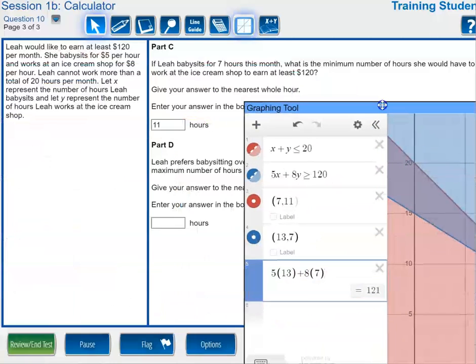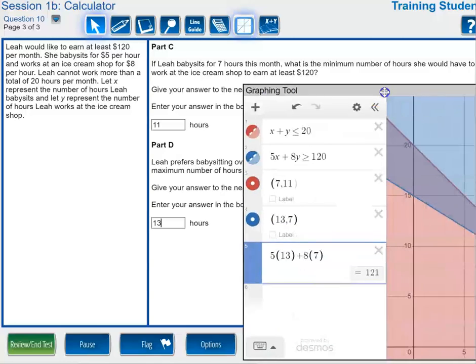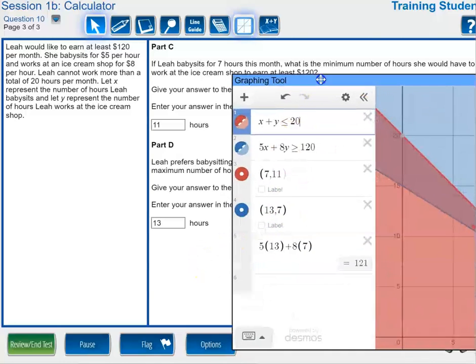And you'll notice I didn't really use the equation per se. I didn't solve the system in a traditional manner, but I did use the graph of the system to help me find potential solutions for this scenario. So let's move on to the last question.